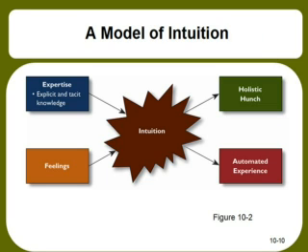Starting on the right, the model shows that there are 2 basic types of intuition. A holistic hunch represents a judgment based on a subconscious integration of what one already knows. People using this form of intuition may not be able to explain their preferences. By contrast, an automated experience represents a choice that is based on a familiar situation and a partially subconscious application of previously learned information related to that situation.